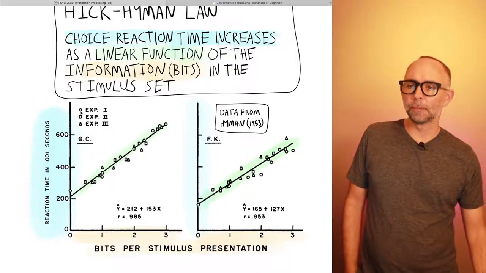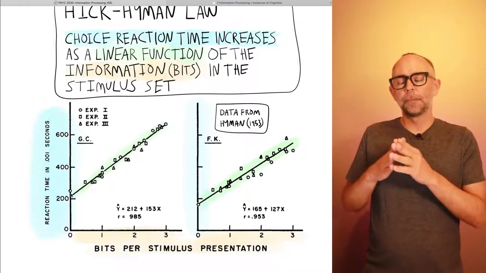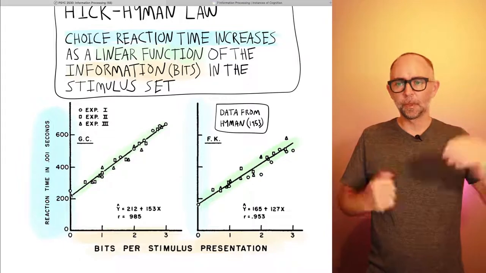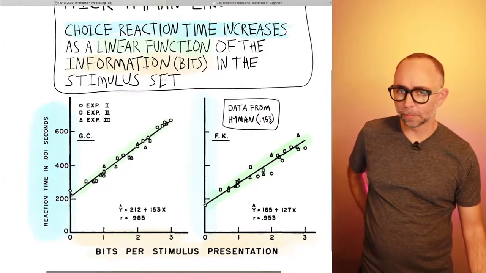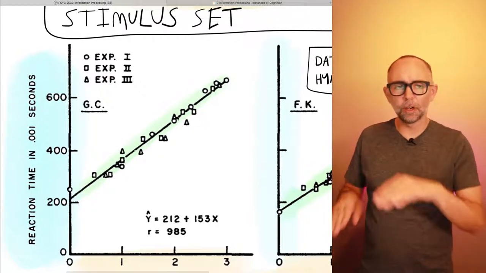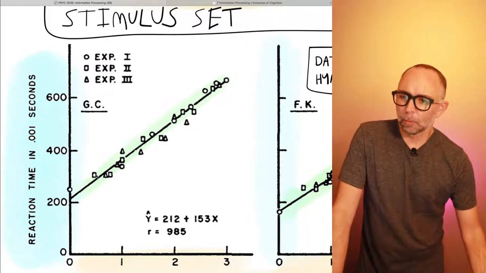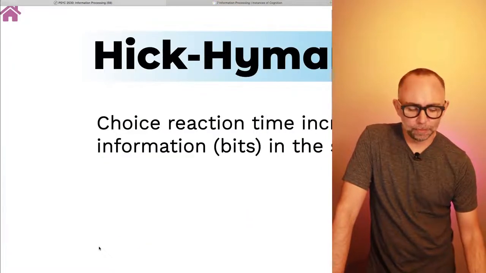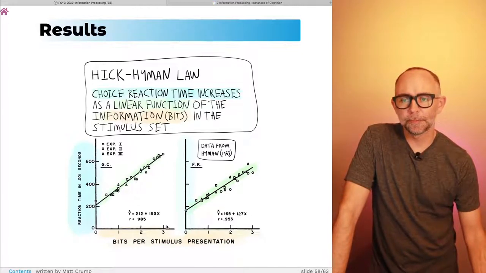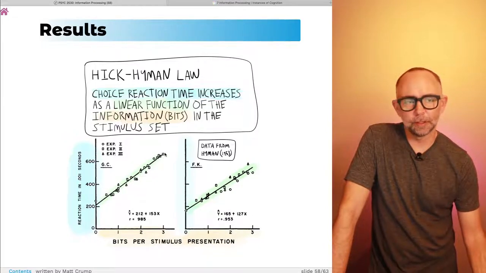Okay, experiment one we talked about before, that's the circle data. And remember, in experiment one, people responded to sets of items that had one thing, two things, three things, all the way up to eight things. And what we're seeing plotted here, if you can sort of try to find the circles, circle, circle, circle. Notice how they're all on this line going straight up. What we're seeing is that as we increase the number of bits in our set, the reaction time is very systematically increasing.